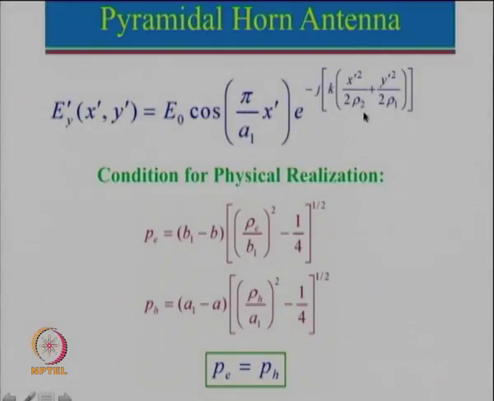And in terms of phase, the phase terms will be the summation of both the phase terms in the E plane as well as in the H plane. So the phase error will be much larger. And the condition for physical realization, actually there is only one, and that is rho E should be equal to rho H, and the values of rho E and rho H can be obtained from the pyramidal dimension.